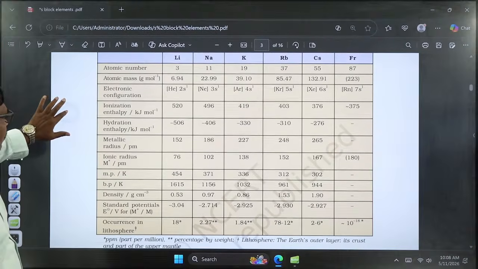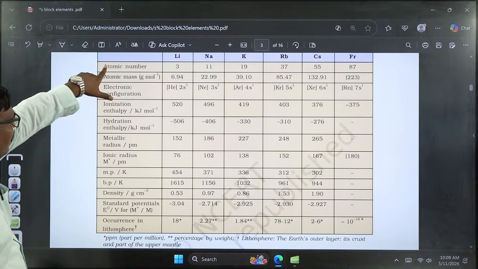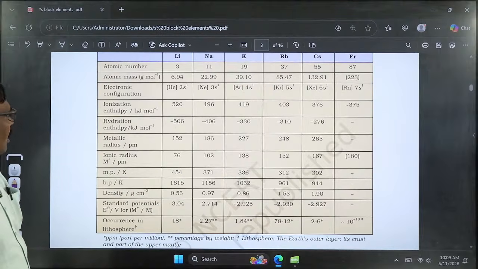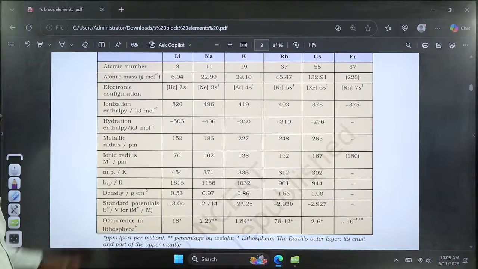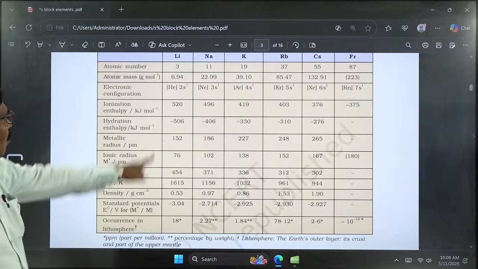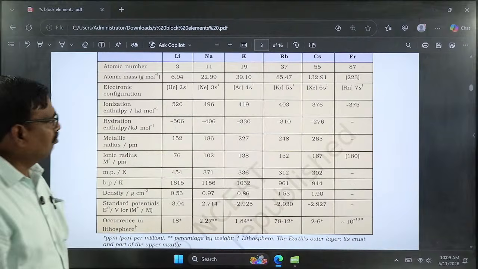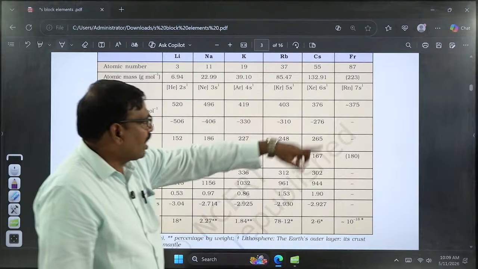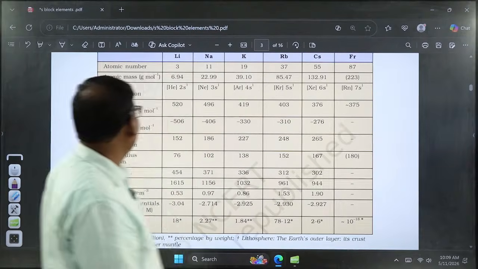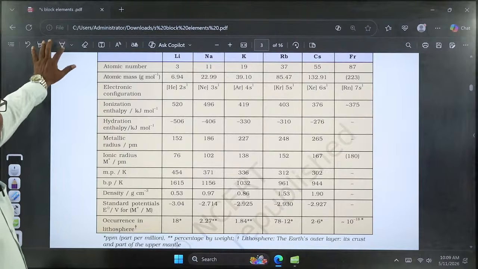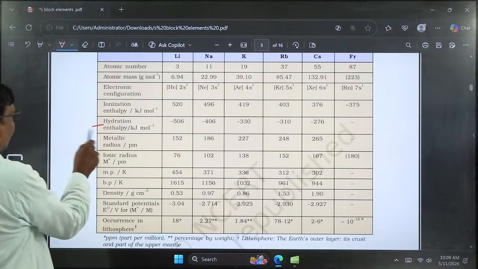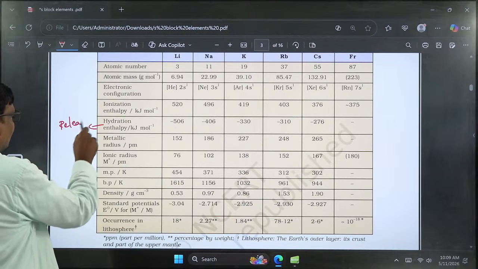discussed. We discussed atomic number already. We know the atomic number of all the elements, and atomic mass gradually increases from lithium to cesium, and the outermost configuration is ns1. And we already discussed ionization enthalpy. Gradually ionization enthalpy decreases from lithium up to the non-radioactive element cesium, and francium is also given, that is nearly 375. And hydration enthalpy is always negative. Negative means release of energy. That negative sign indicates release of energy.